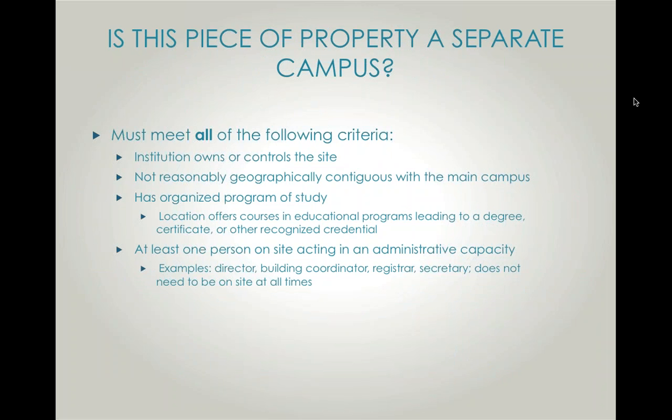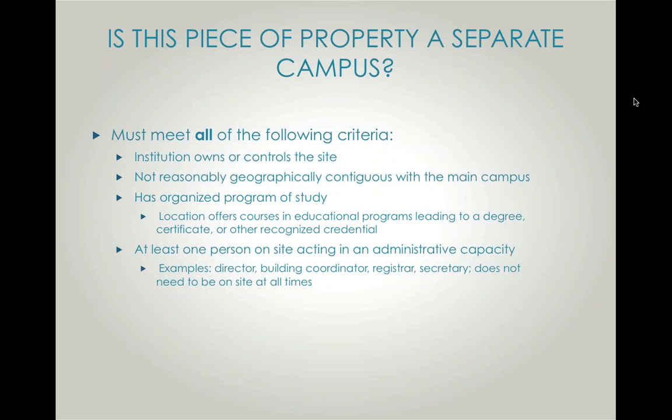Okay. The next question is, is this piece of property a separate campus? And so we talked about on-campus buildings and property. We talked about establishing what your reasonably contiguous geographic area is. But there could also be property that the institution owns or controls that would actually fit into the category of a separate campus. One of the questions that came in earlier is, what is the distinction between a campus where there's a shared campus versus dual degrees versus a separate campus?